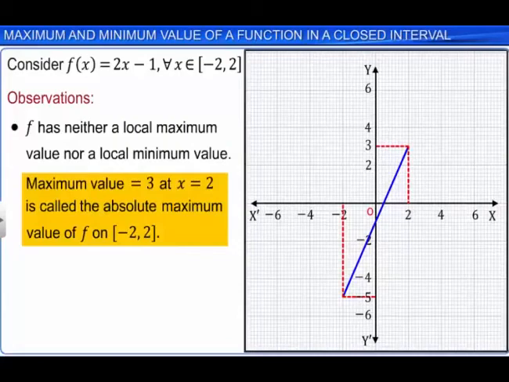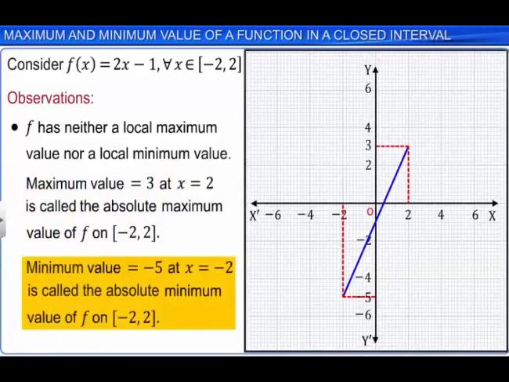Similarly, the minimum value -5 of f at x is equal to -2 is called the absolute minimum value or the global minimum or the least value of f on the closed interval -2, 2. Let us learn to find the absolute maximum and minimum values of a function on a closed interval.